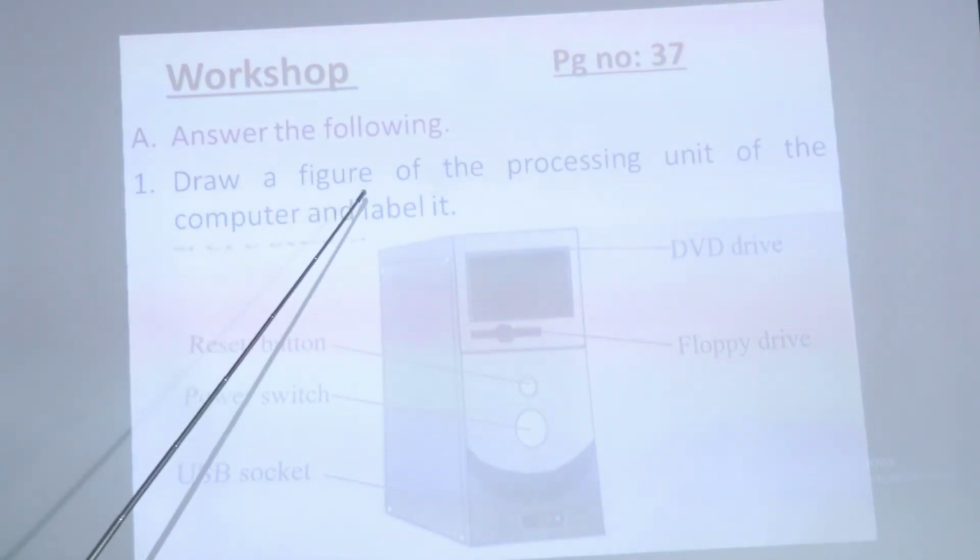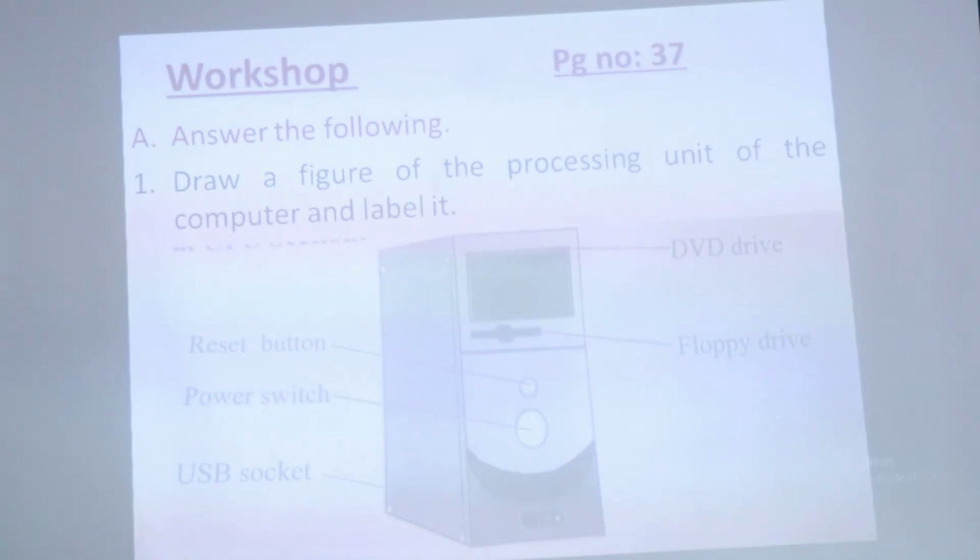Question 1. Draw a figure of the processing unit of the computer and label it. Okay, this is a figure of the processing unit of the computer. This is DVD drive, this is floppy drive, this is reset button, this is power switch, and this is socket button. You can draw a figure of this processing unit in your copy.